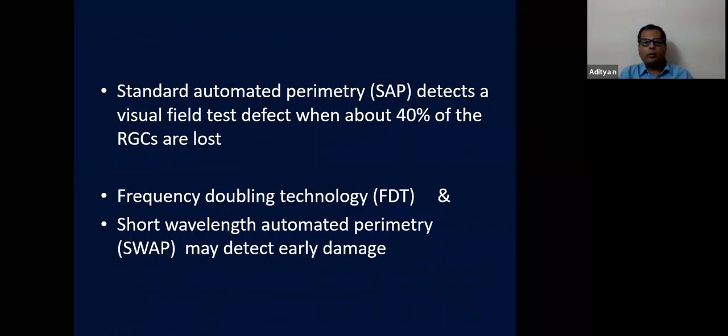So as we all know, standard automated perimetry, the white on white, detects a visual field loss when about 40% of the RGCs are lost. Why is that? Because we have a lot of redundancy, a lot of reserve in the body. And unless a large number of cells are lost in white on white perimetry, a field defect is not seen. But the frequency doubling technology and the short wave automated perimetry, SWAP, may help us to detect early damage.